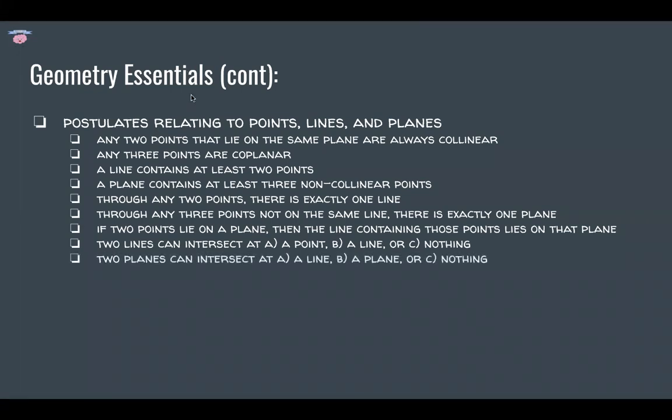2 planes can intersect at a line, a plane, or nothing. So similarly, 2 planes can intersect like this, where they intersect at this line right here. Or they can intersect at a plane, 2 coincidental planes, or they can never intersect. These 2 planes are parallel.